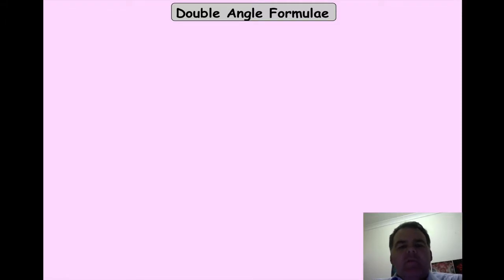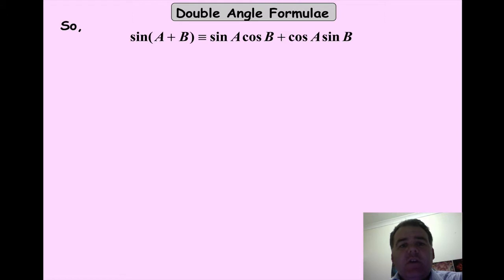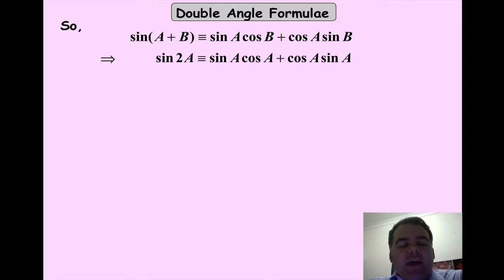Hi everyone, this video is going to focus on double angle formulae. The last one we did was addition angles, so we know the formula for sine A plus B, and so what we're going to develop now is a formula for sine of 2A. If we take our addition formula that we already have and replace the B with A, we get sine of A plus A on the left, which is sine of 2A.